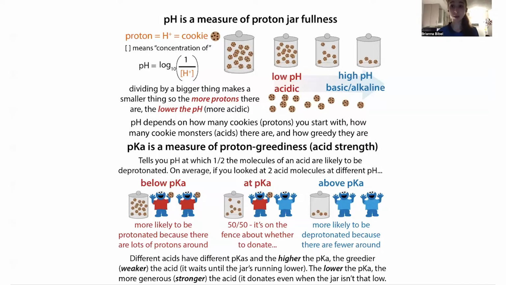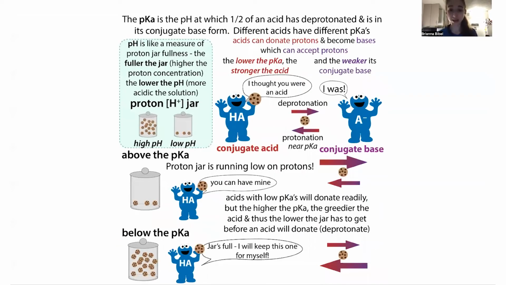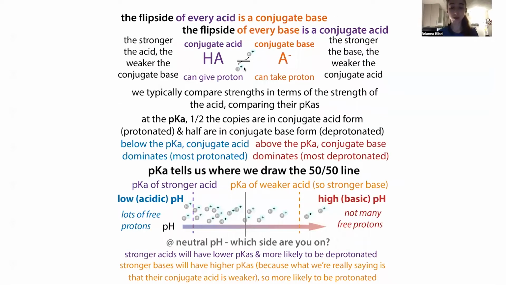If the cookie, depending on how greedy that cookie monster is, it may or may not want to give up a cookie or take a cookie. So we need to talk about this idea of a conjugate acid and a conjugate base. It's not like something ever is an acid or a base, it goes both ways.